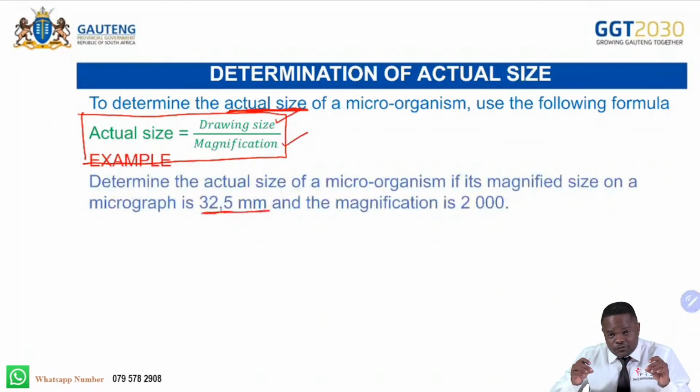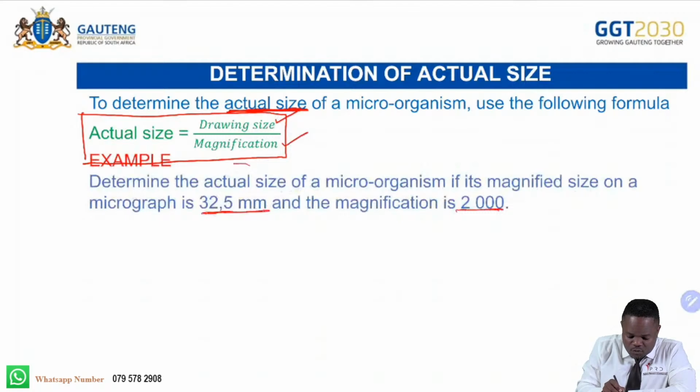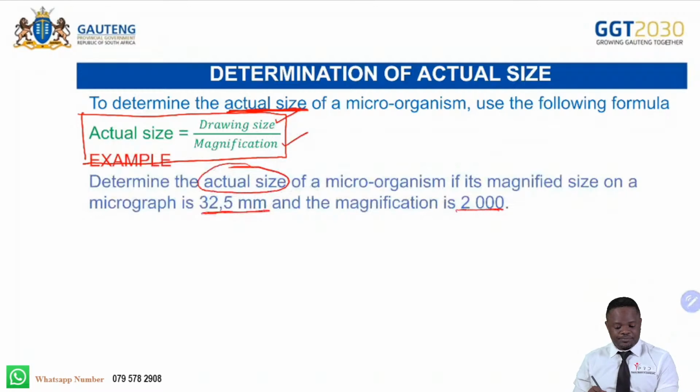The picture that you view, we have increased the size. We have magnified it, and it is 32,5. But we're saying this is not the actual size. And then the magnification is 2,000 times. We have enlarged our image 2,000 times to get to a value of 32,5 millimeters so that we can see the image of the object. So the question is, what is the actual size of our microorganism?